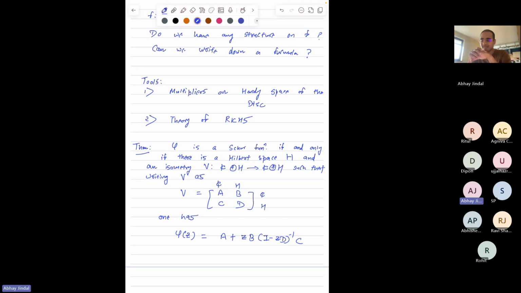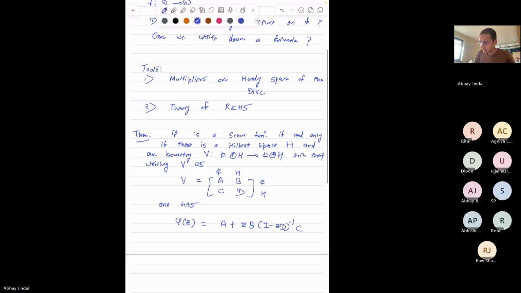So phi is in fact a well-defined holomorphic function on the disk. We are not right now saying that phi maps the unit disk inside the unit disk. That we are not claiming right now. We are just observing that phi in fact is a holomorphic function defined on the unit disk D.